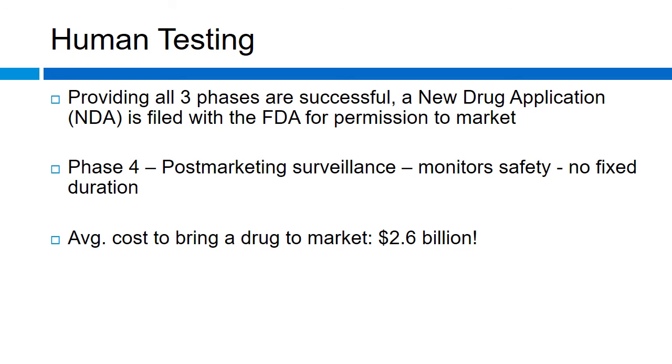Okay, so again, assuming everyone makes it through the first 3 trials and then phase 4, again, no fixed duration, that's where we're going to be reporting a lot of those adverse effects when we get out to a larger market. The average cost that I most recently looked at was $2.6 billion, right? It's expensive, billion with a B, to bring a drug to market. So that's why drugs cost so much in a lot of cases, due to the fact they need to recuperate these costs.